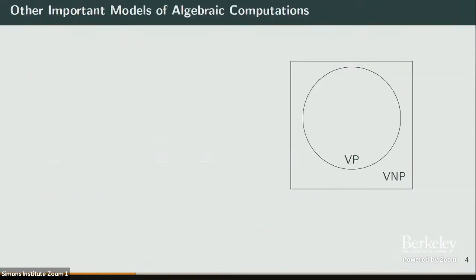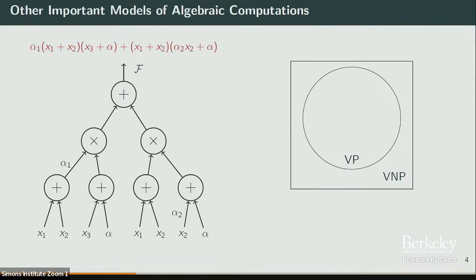So there are other restricted models that we would like to study. In this talk, I will focus on, so we've already seen VP and VNP, but we'll talk about two other models, one of which is formulas. Formulas are similar to circuits, except that the underlying graph is only allowed to be a tree instead of a DAG. And the class of polynomials which can be computed by poly-sized formulas is said to be the class VF. And it turns out that there's another very natural class called VBP, which lies in between VF and VP.